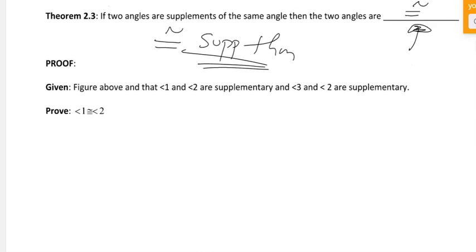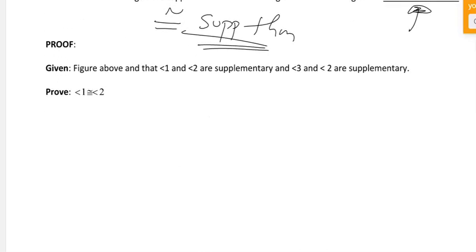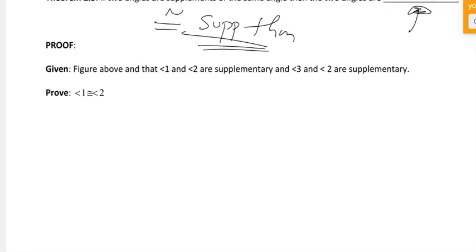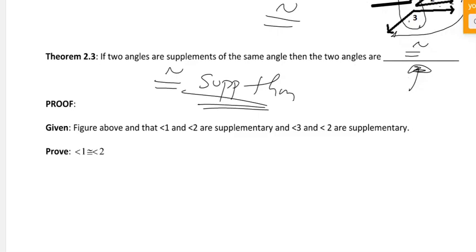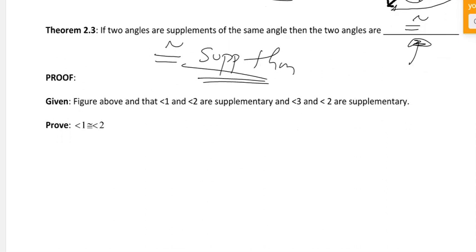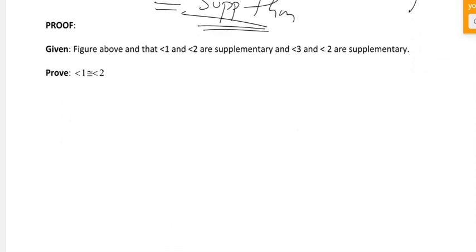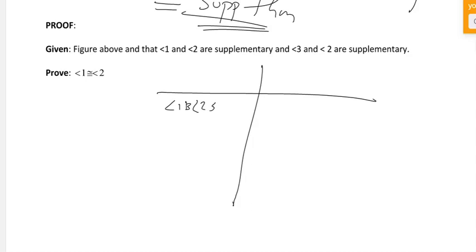Okay, let's go ahead and do a proof on this. We want to show that if angle 1 and angle 2 are supplementary and angle 3 and angle 2 are also supplementary, then 1 must be congruent to 3. And we're going to make a two-column proof. So angle 1 and angle 2 are supplementary. Also, angle 2 and angle 3 are supplementary. How do we know that? It's just given.